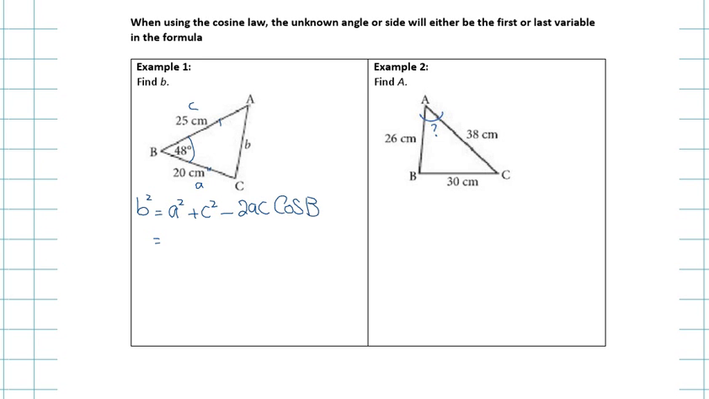Now we're going to plug in the information. So A is 20, so it's going to be 20 squared plus 25 squared. C is 25, minus 2 times 20 times 25 cosine 48.